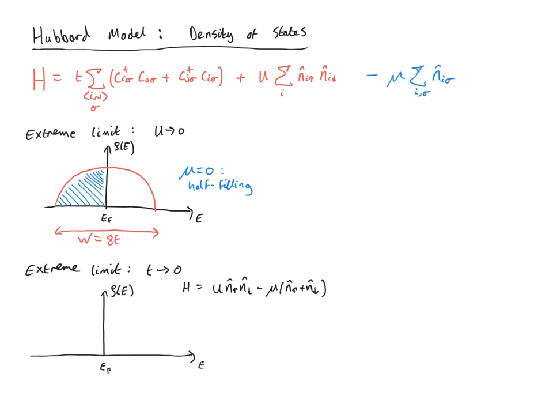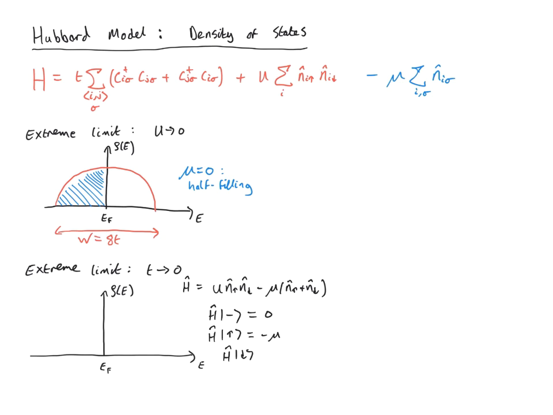And I want to apply this to the various basis states. So, for example, I'm going to apply H to the empty state, and of course I will just get 0 because there's no electrons there. If I apply H to an up-spin electron state, I will actually get minus mu as the contribution to the energy. But I don't get any term from the Coulomb repulsion because there are not 2 electrons there.